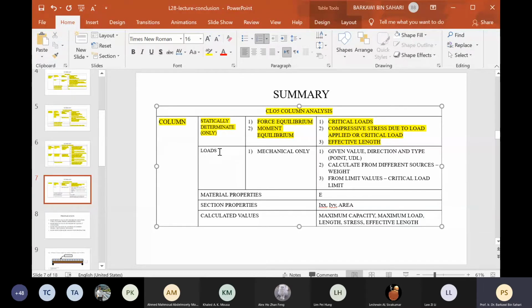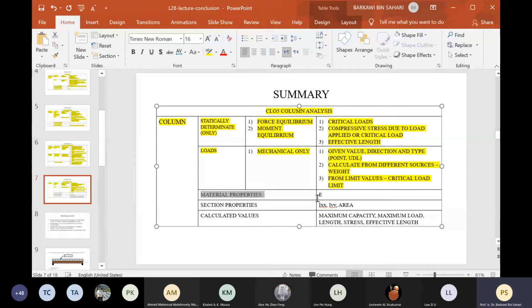The loads, if some loads are applied there, is usually mechanical load only. We have thermal buckling, but it is not in this particular part of the course. So it is mechanical buckling. Now, where does the load come from? Now, it's either a given value, or the question might be asking for critical load, or it could be calculated from external sources. The sources, usually the weight in this particular course, or from the limit values. So this is limiting the maximum load that it can carry.